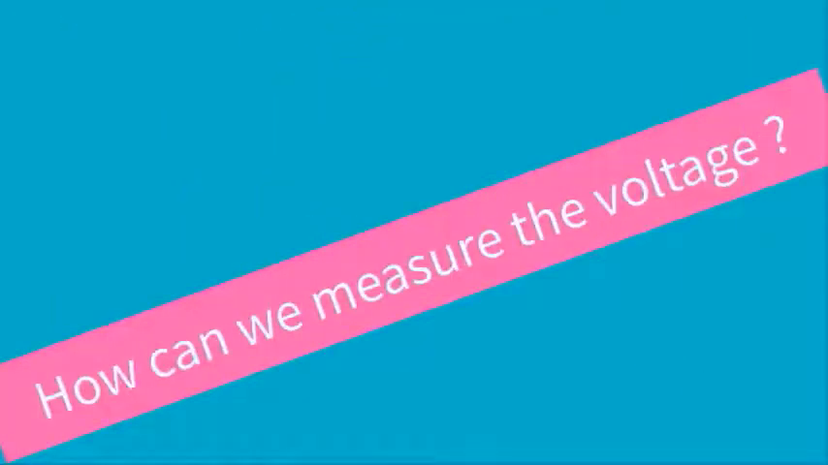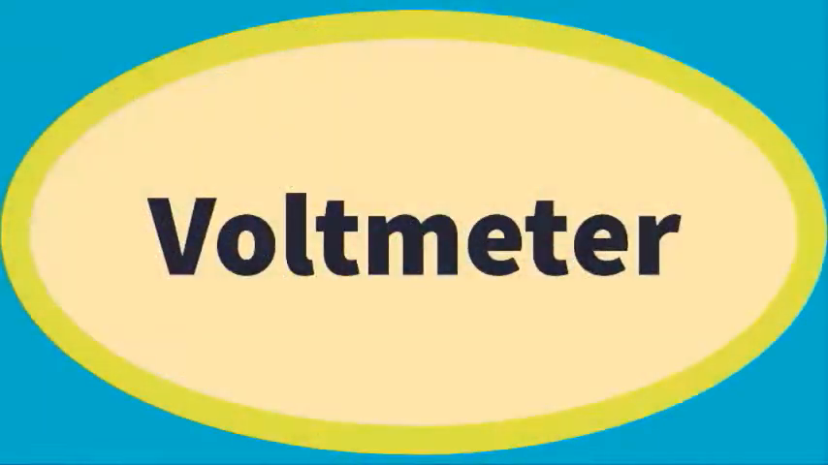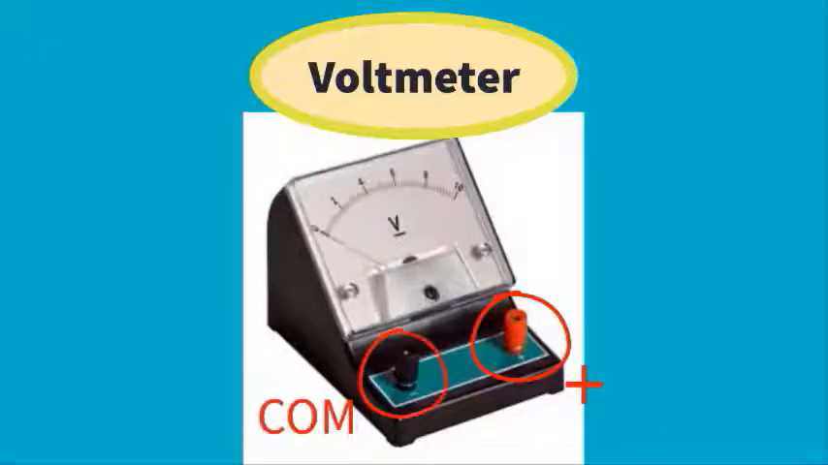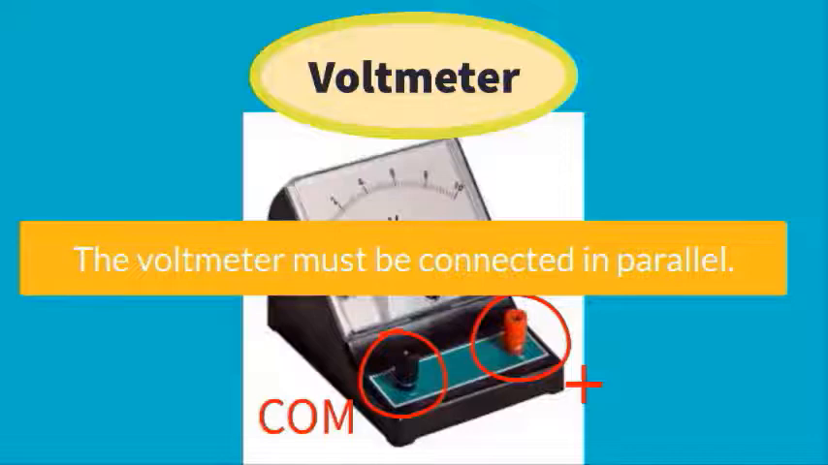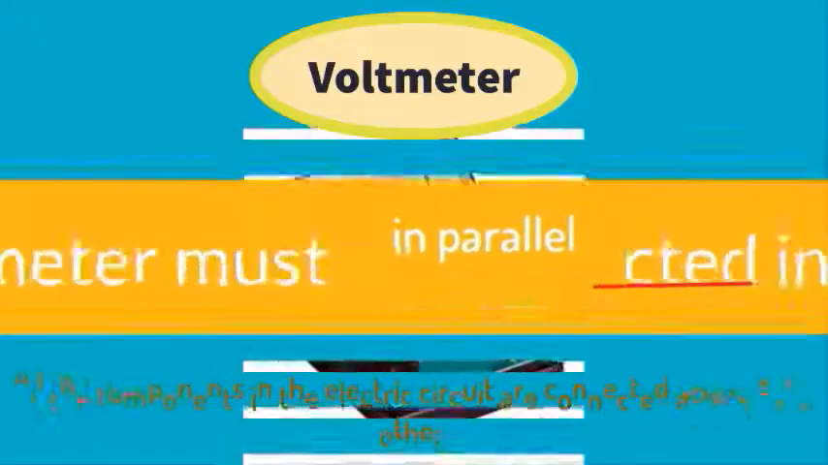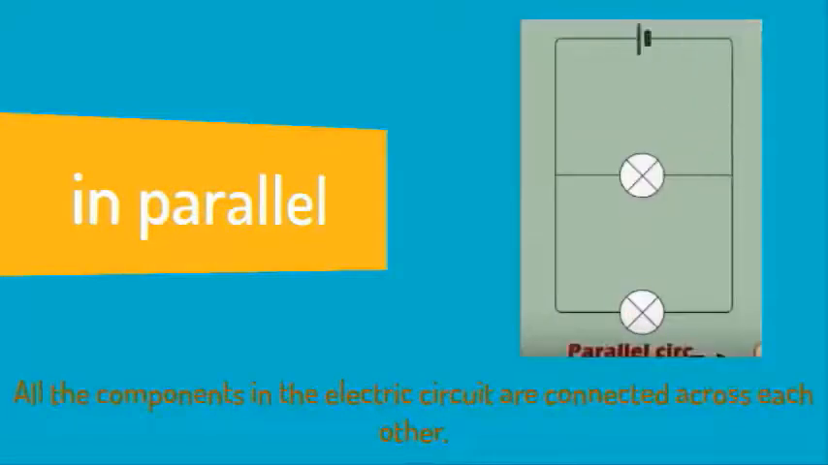How can we measure these voltages? We can measure the voltage by an instrument called voltmeter, where this instrument has two terminals, positive and COM. In order to use this instrument, it must be connected in parallel. In parallel means all the components in the circuit are connected across each other, forming exactly two sets of electrically common points.